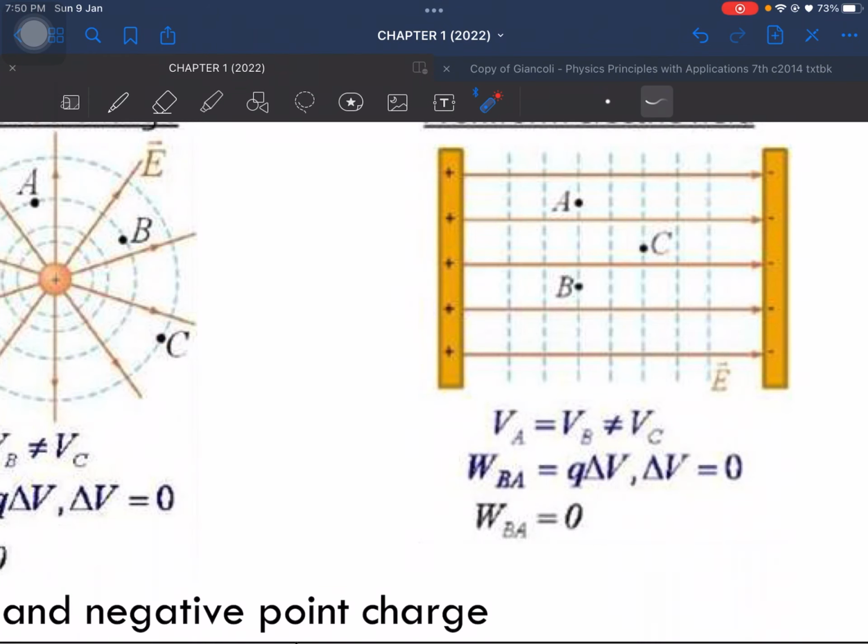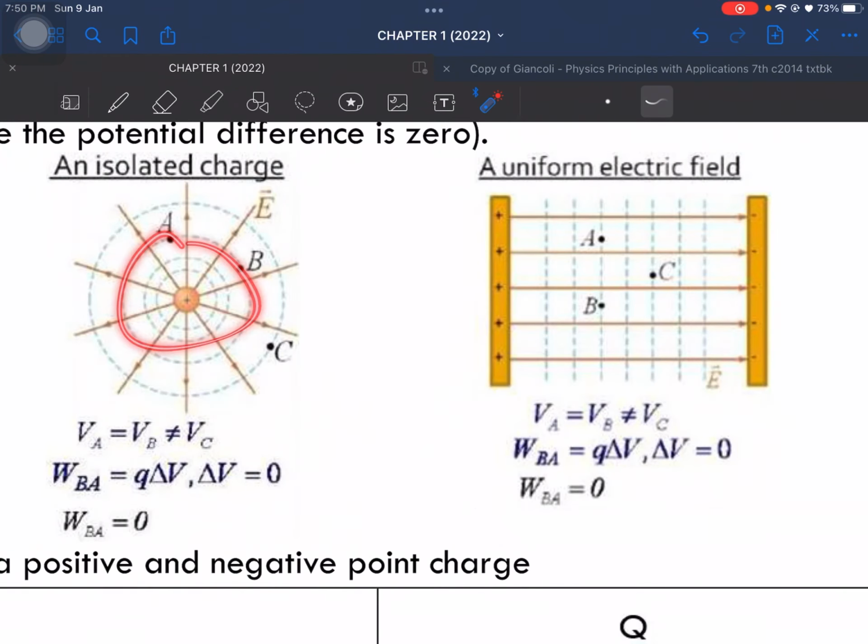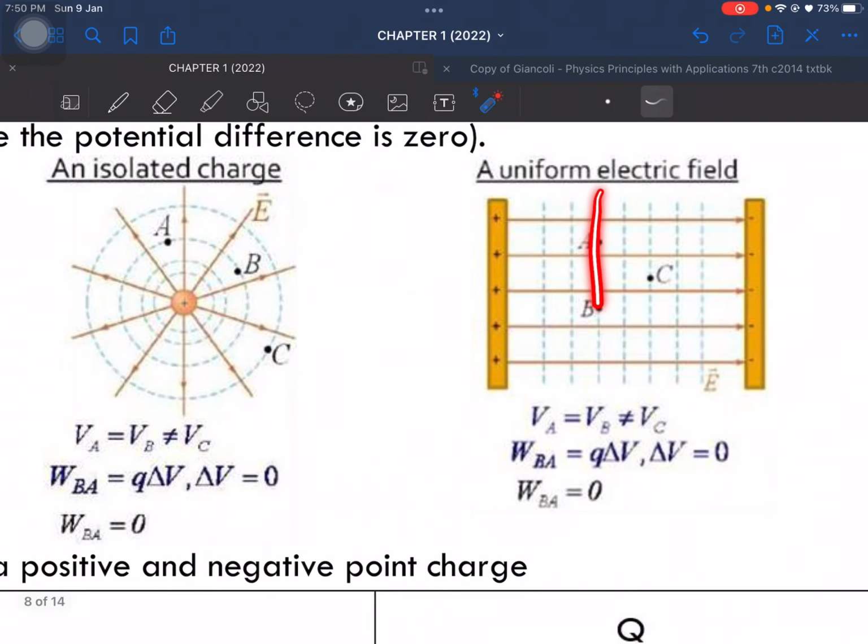Okay, it should lie on the same line, then it is correct. Like this too, this one lies on the same line, so the potential difference is 0, hence the work done is 0.